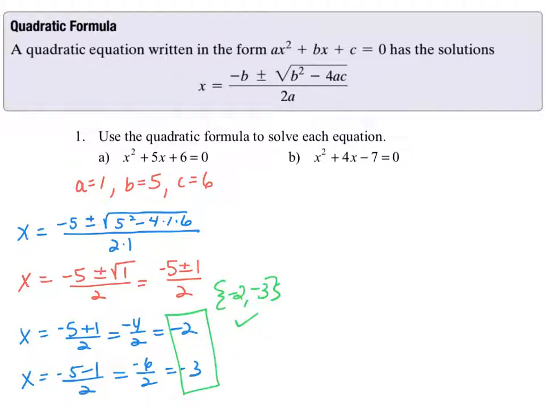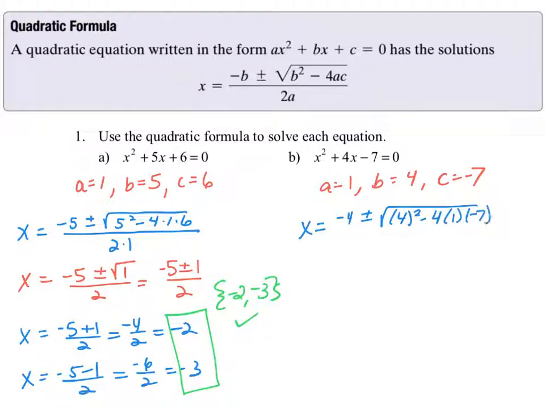Now let's solve example B. x squared plus 4x minus 7 equals 0. We can identify that a is equal to 1, b is equal to 4, and c is equal to negative 7. Then we plug them into the quadratic formula where x is equal to negative b, or negative 4, plus or minus the square root of b squared, 4 squared, minus 4 times a times c, or minus 4 times 1 times negative 7, all over 2a.